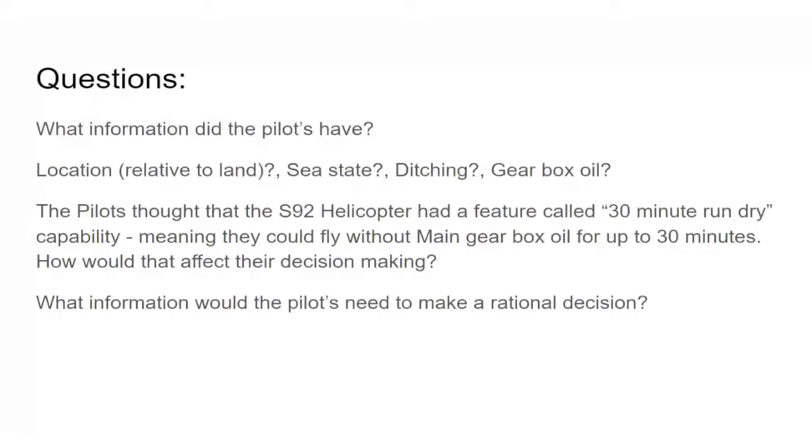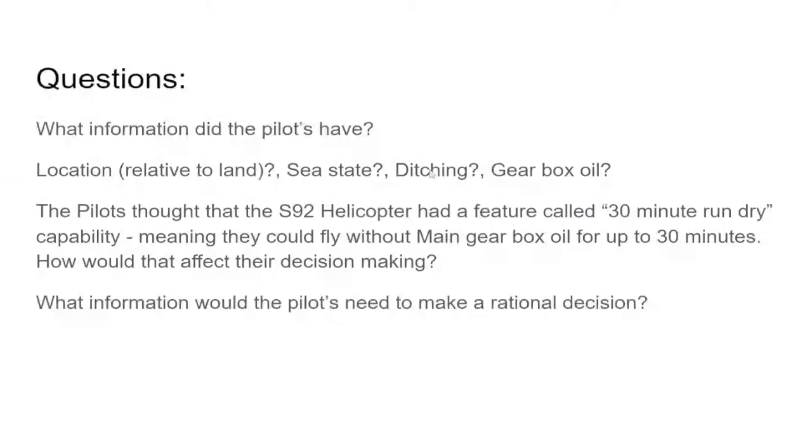The basic questions that you would ask after this accident are, what information did the pilots have? They had basic information like where they were. They knew what the sea state was. They knew it was 6 or 8 foot waves. They thought about ditching, and they thought about the gearbox oil. As I just said, they kind of ruled out ditching because of the big waves. The gearbox oil, they figured they were good for a half hour. It was no sweat to make it back to St. John's, a 10 minute flight.